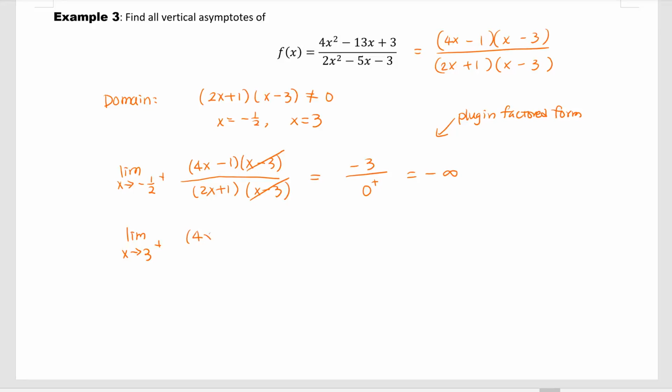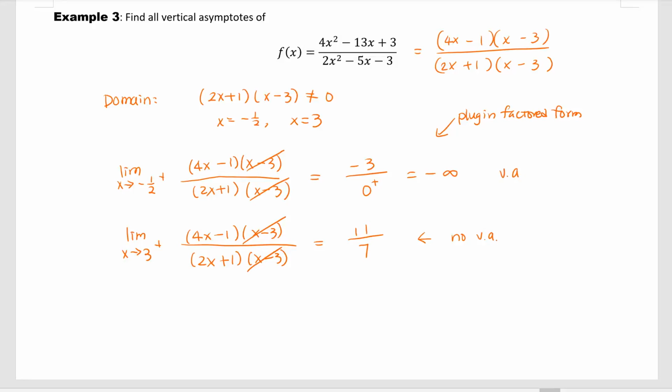And we get (4x minus 1)/(2x plus 1) after canceling the x minus 3, because we're looking at the limits. So x is not equal to 3, it's just getting close to 3, but not equal to 3. Okay, so now what happened? 3 times 4, 12 minus 1, 11. 3 times 2, 6 plus 1, 7. So we get a number, which means x equals 3 is not a vertical asymptote. Okay, so no vertical asymptote.